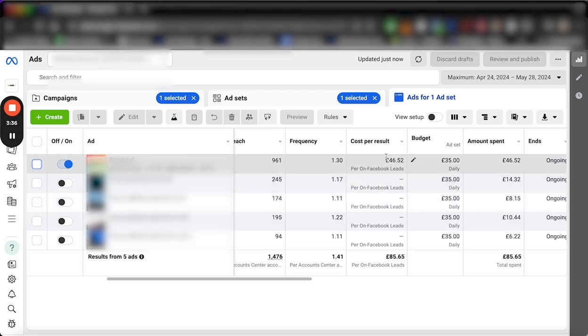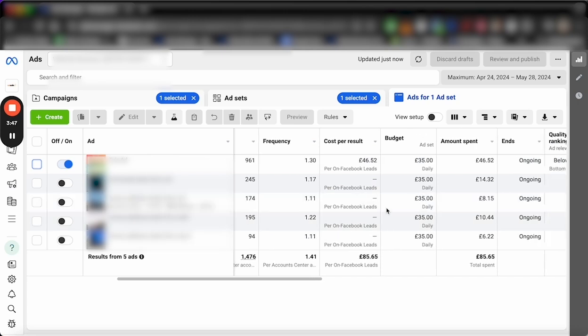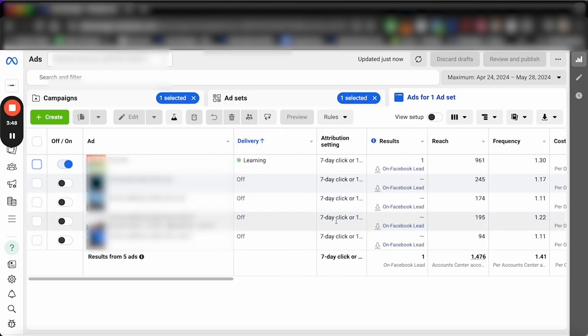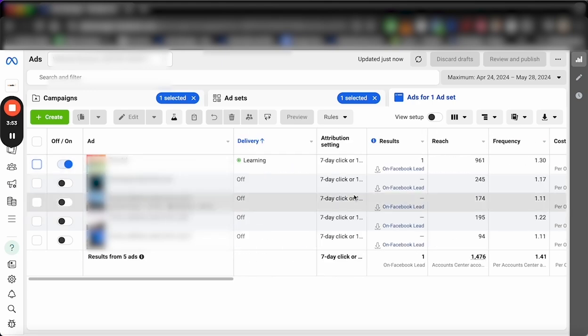So let's say you're willing to pay £40 for a lead. Unless an ad's spent £40, it's pretty hard to make a decision whether or not to turn it off, especially if it's spending. If it's not spending any money at all, then it's fine, you can turn it off, but I just probably wouldn't bother turning ads off unless they've actually spent a meaningful amount, so that you know if they're going to work or not.